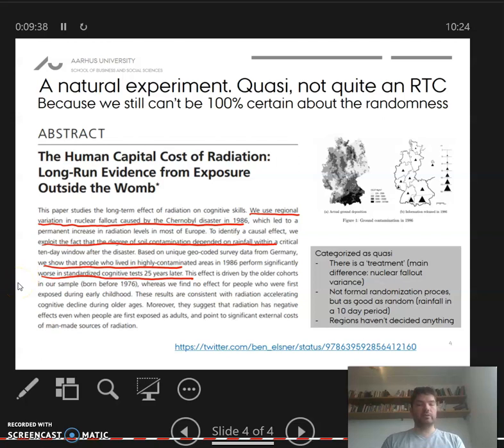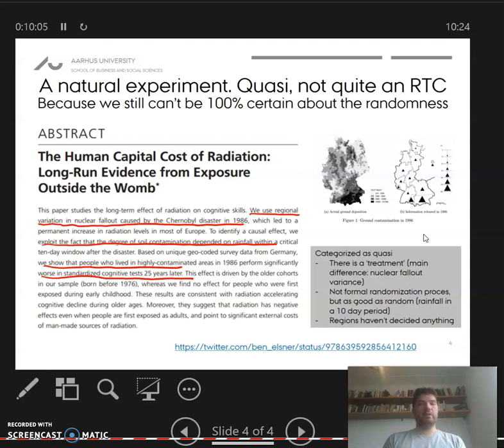I have a longitudinal data set. There seems to be a treatment, and the treatment is how much nuclear fallout you get as a person living in Germany at that time. As I said, I lived in Germany there in '86. So it's not a formal randomization process, but I think it's a situation where we can be fairly certain that this probably is as good as random.